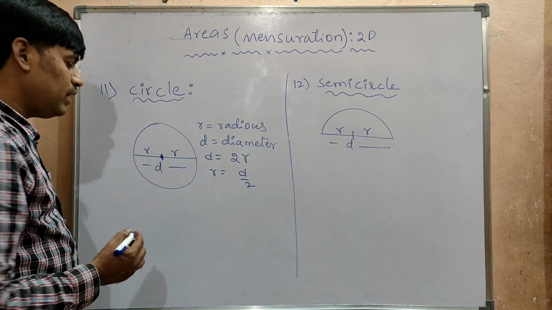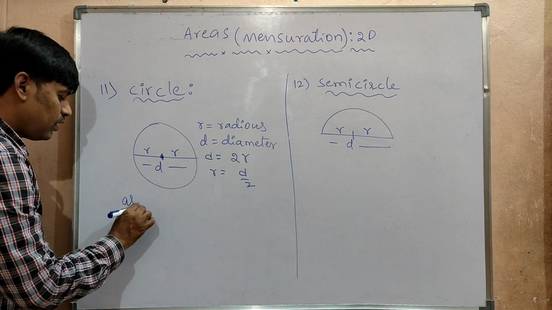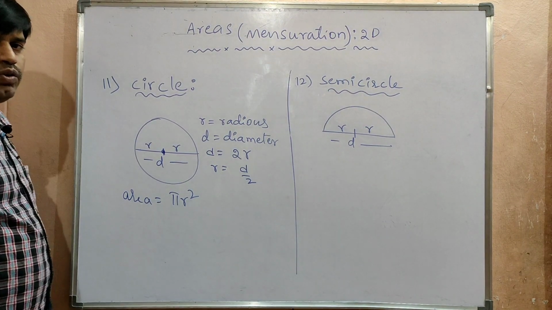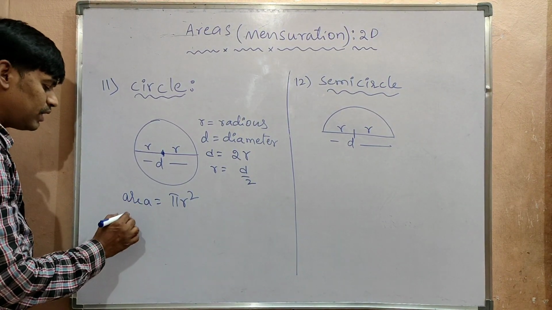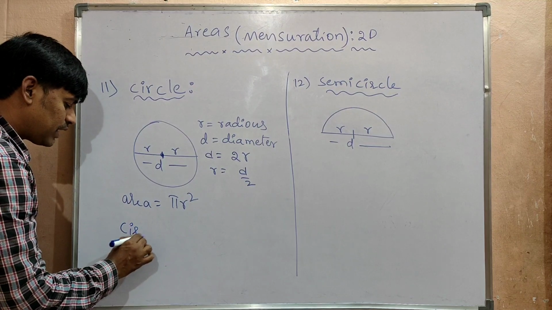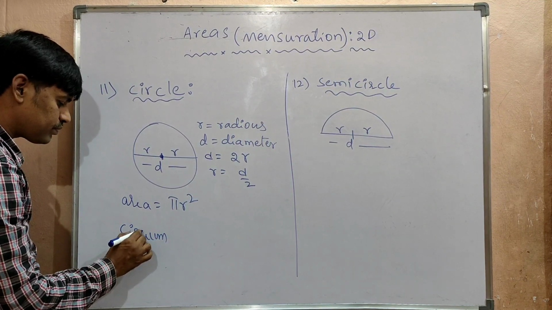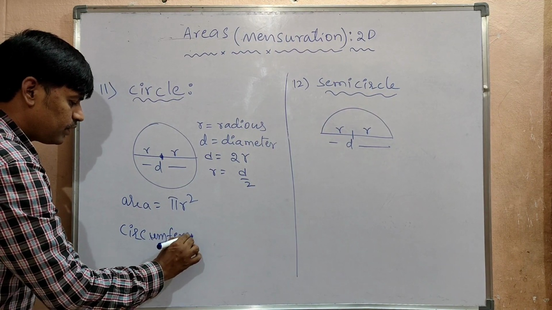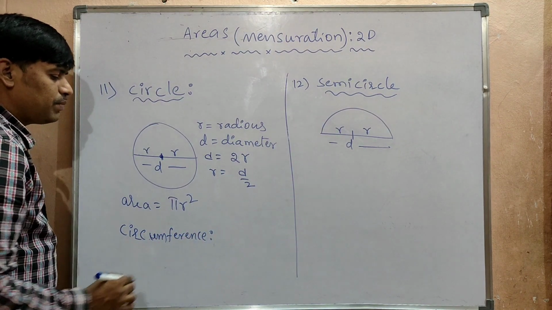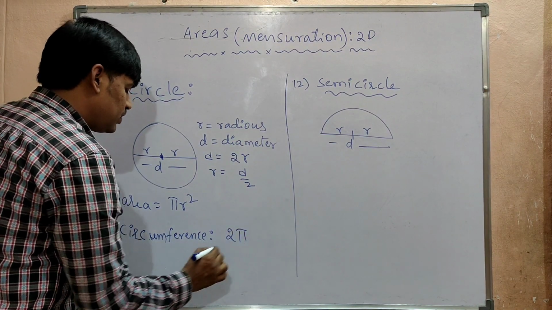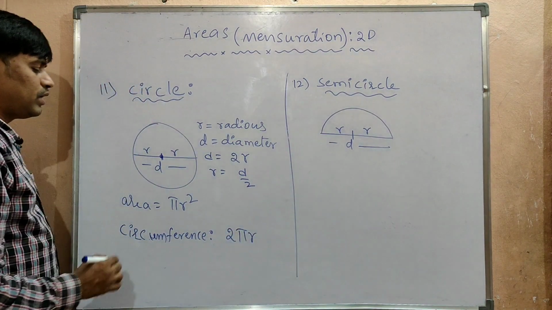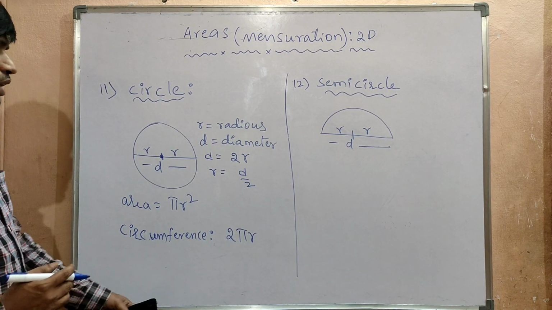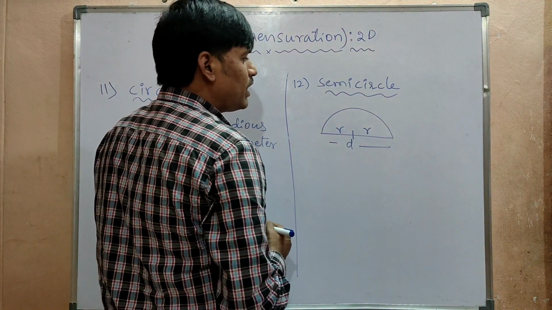In that, I am taking the area of the circle. Area of the circle is equal to pi r square. Now I am taking the circumference of the circle. Circumference is nothing but the perimeter. Circumference is equal to 2 pi r. Area of the circle is equal to pi r square and circumference of the circle is equal to 2 pi r.